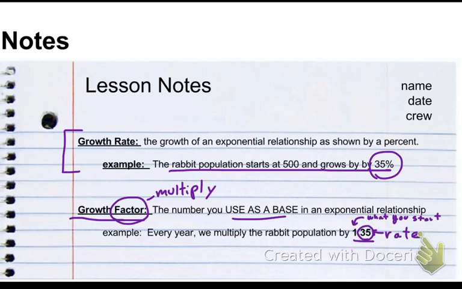Okay? So, what would this equation look like? Well, it would start at 500, and you would multiply that 500 by 1.35 to the nth power. Because every year we would add what we started with and 35% to that equation.